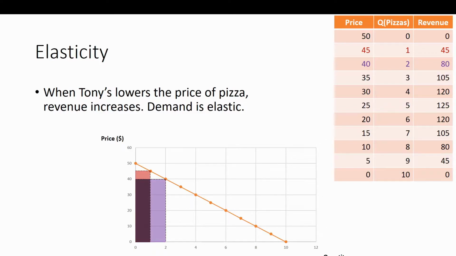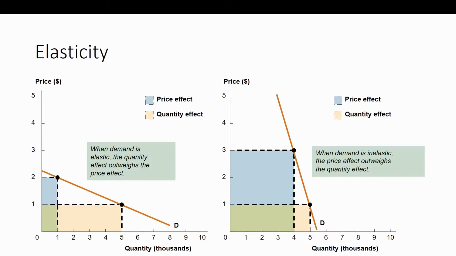Well, we have two different effects going on here. We have the price effect and the quantity effect. So the price effect is going to be this blue area, or the red area in the old graph. The quantity effect is going to be this yellow area. When demand is elastic, the quantity effect is going to be larger than the price effect. And if demand is inelastic, that means that the price effect is going to be larger than the quantity effect. So if your price effect is larger, you'll want to increase price to increase your revenues. And if your quantity effect is larger, you'll want to decrease price to increase your revenues.